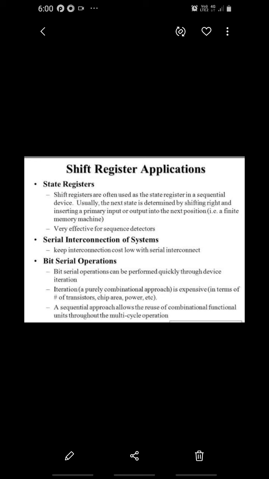So these shift registers serve two needs. One is temporary storage of data, and the second is shifting the data from one bit to another bit. So this is about shift registers and their types, operation, needs and applications.